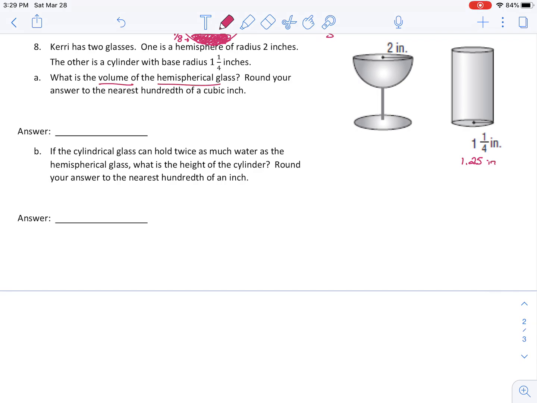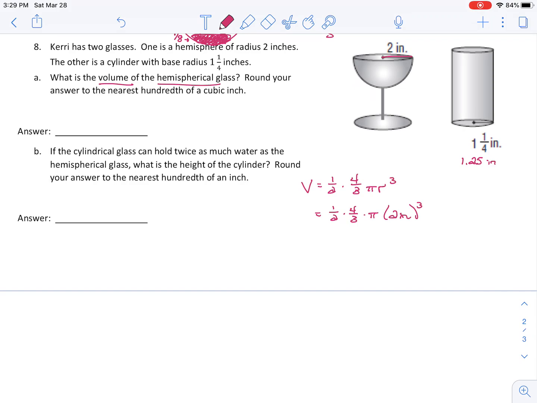First, though, I don't need to care about that. I just want the volume of the hemispherical glass. Not the first hemisphere we've worked with. Hemispheres are half of a sphere, so half of 4/3 pi r cubed. The radius is labeled, it's 2 inches. So I want half of 4/3 pi 2 inches cubed.